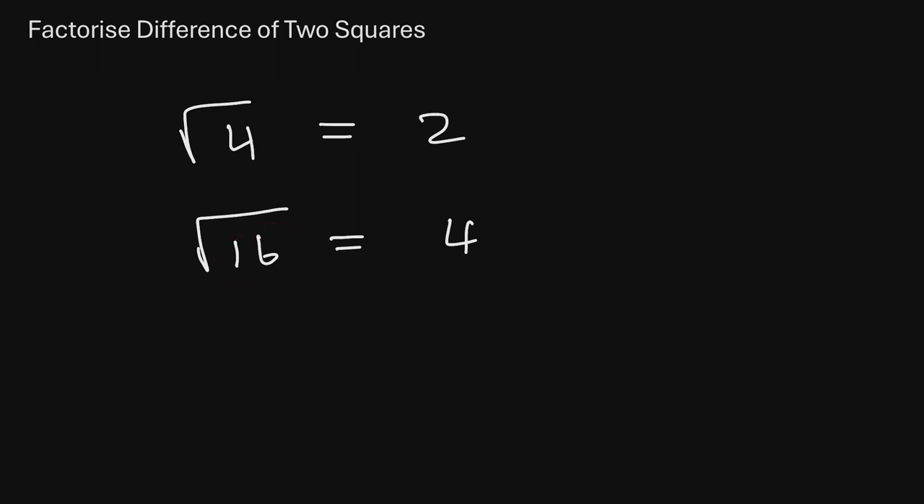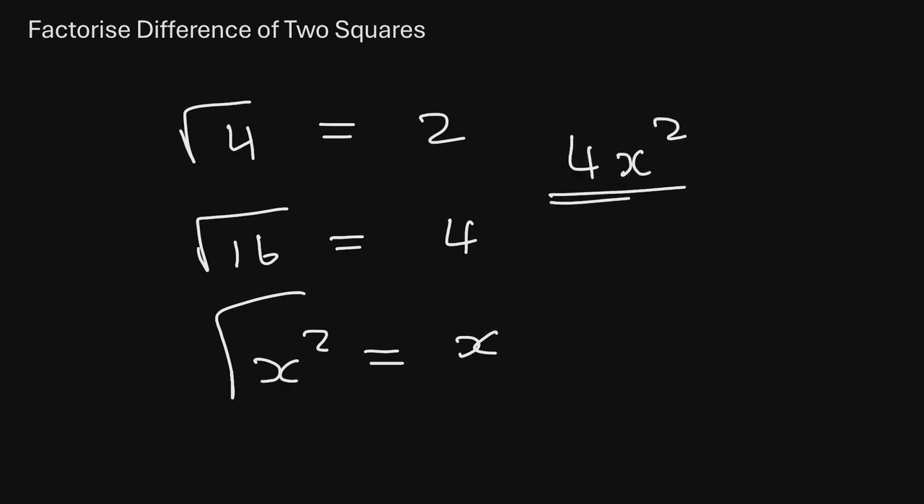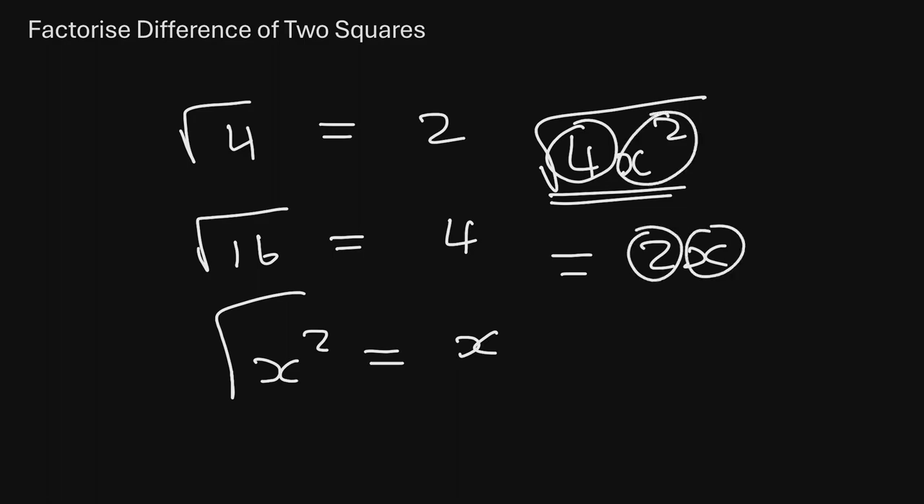Now, x squared is a perfect square because if you say the square root of x squared, you are going to get x. So now you can have 4x squared. 4x squared is a perfect square because if you put it in a square root, you're going to get 2x, because the square root of 4 is 2 and the square root of x squared is x. So the answer is 2x, and those are whole numbers.